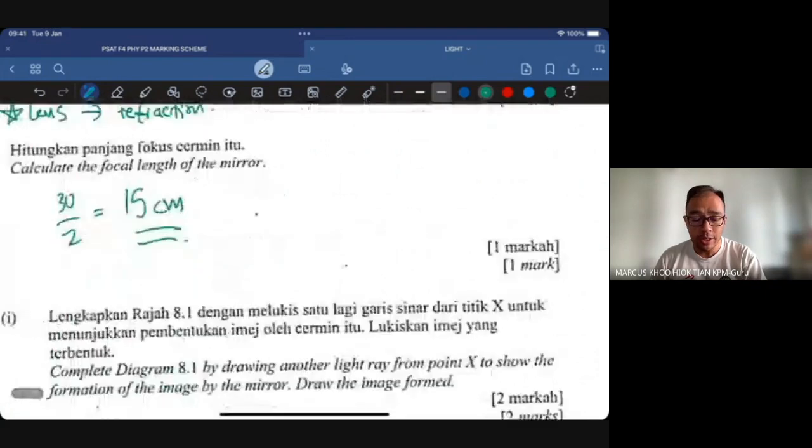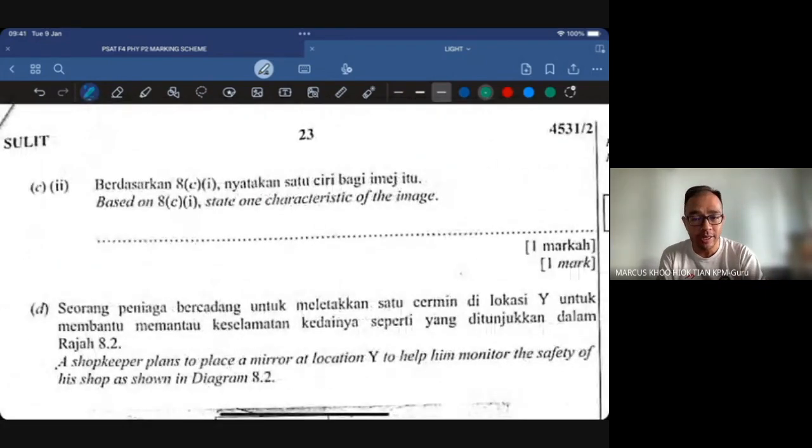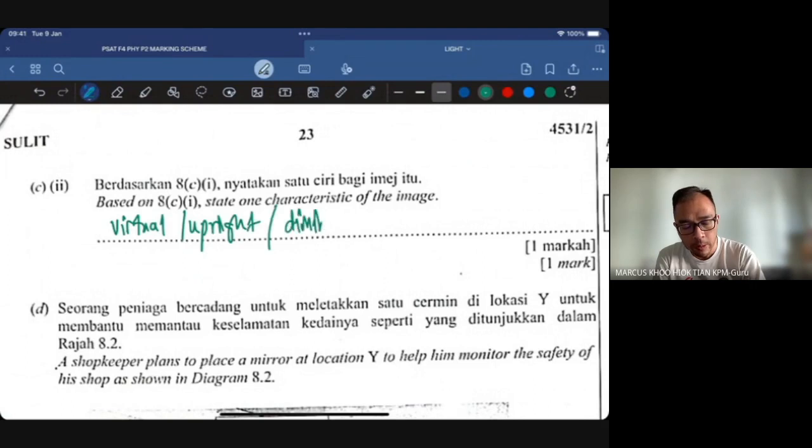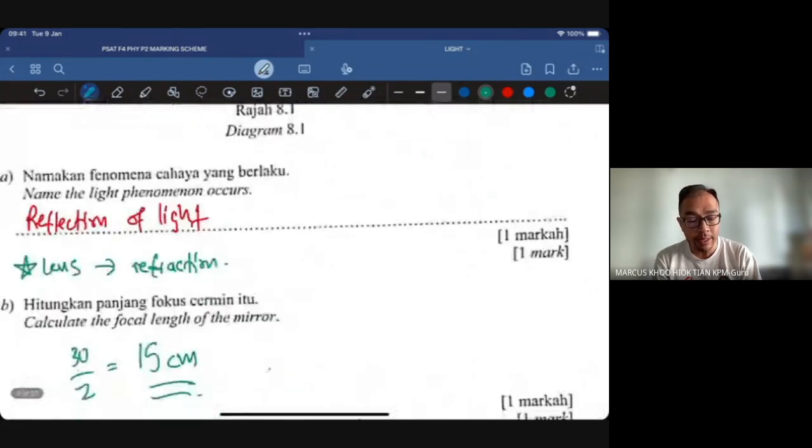Which is the next question. State one characteristic of the image. How boring is this? Virtual or upright or diminished. This is a convex mirror. They did not write it, but this is a convex mirror.